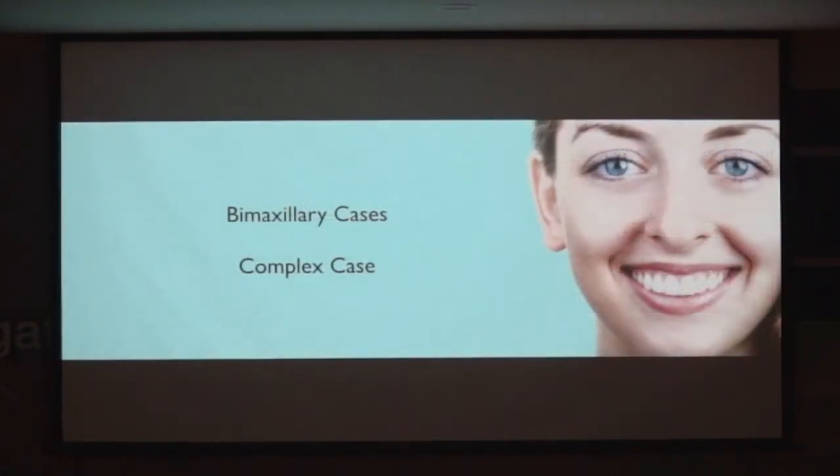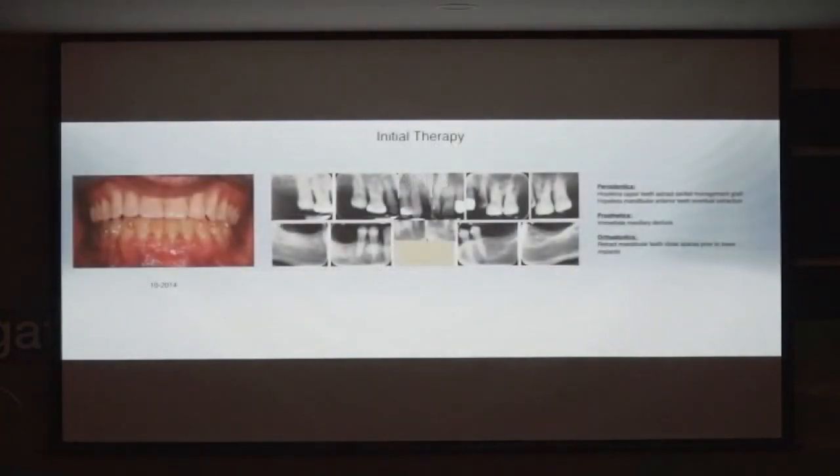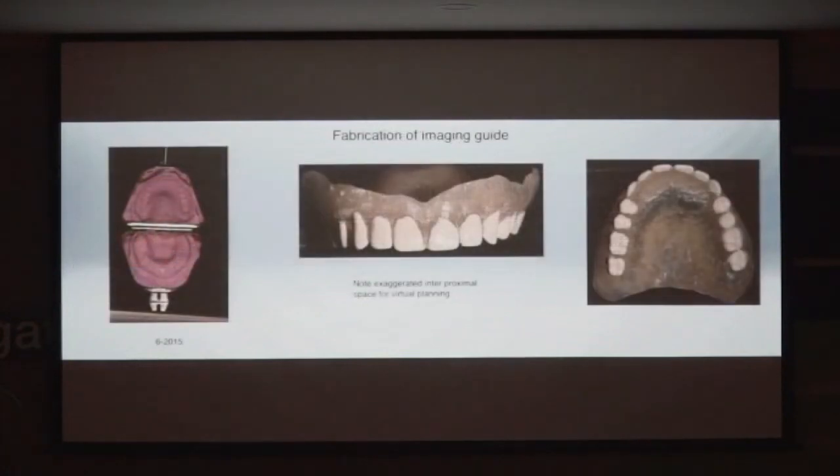So let's look at a complex case, a full maxillary and mandibular. We're going to do upper and lower. This is a gigantic case. I'm going to show you. This is done over a number of years. All these teeth are going to be lost. This is back in around 2014, 15, before the X-guide was available.